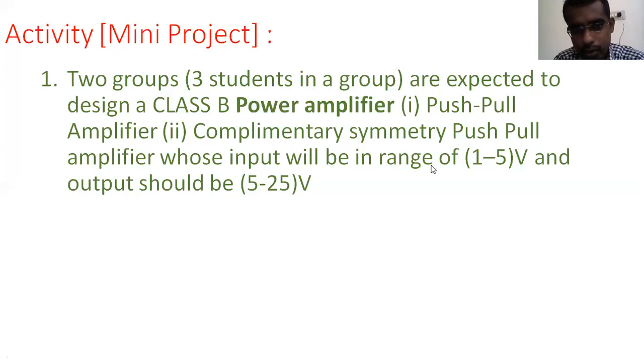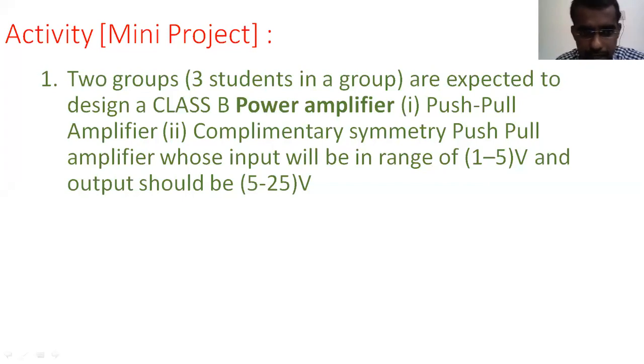Additionally, I have given a criterion. The input voltage range should be 1 to 5 volts, and the output voltage has to be from 5 to 25 volts, meaning 1 volt has to be converted to 5, and 5 into 5 will be 25. So the gain you need to fix as 5. So that is two batches.